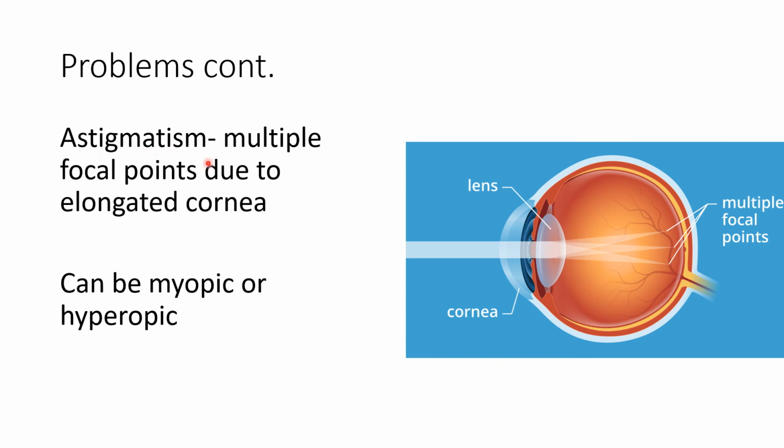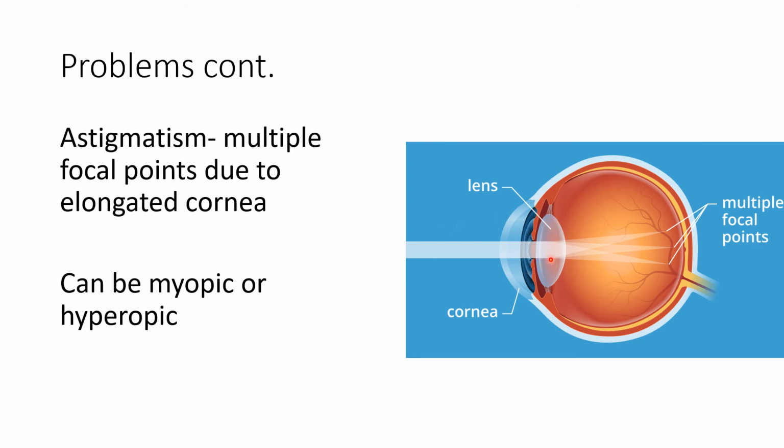Astigmatism is also really common. So this is when you don't have just one focal point. Your light is focusing on your retina in multiple places, not exactly just on that one spot, the macula, where it's supposed to be focusing. It's focused in a couple different places because your cornea is elongated or misshapen.